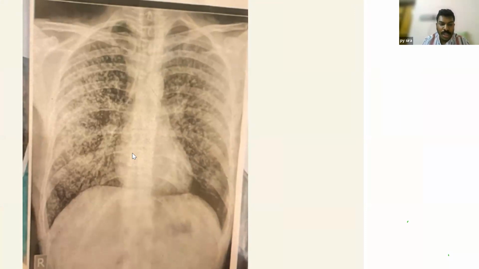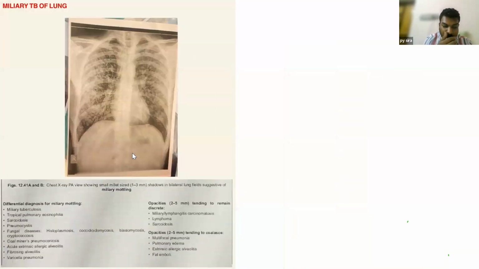Usually, miliary mottling is seen in patients with miliary tuberculosis, but it also can be seen in cases of silicosis, etc. Okay, so this is miliary mottling. This is a very, very important X-ray which you get to see in your viva table. Okay, and next X-ray.